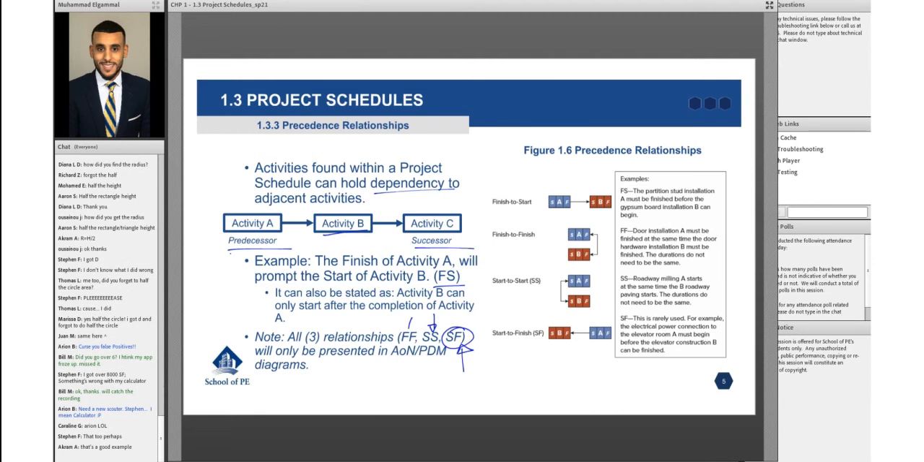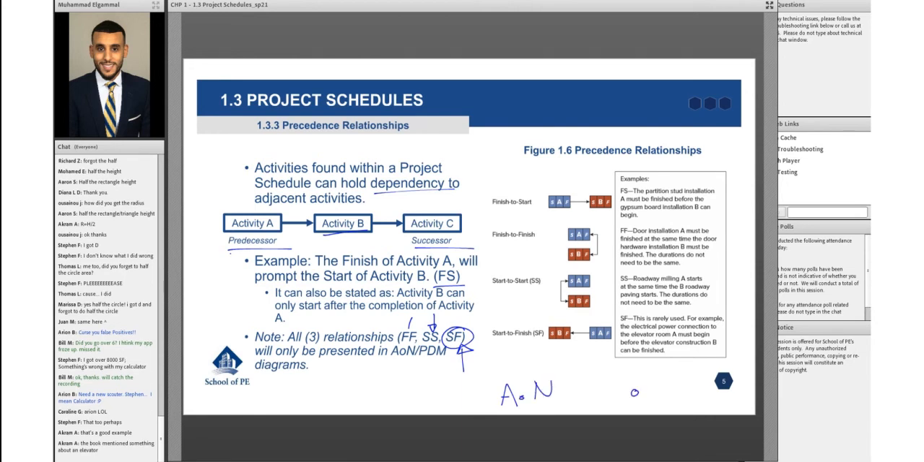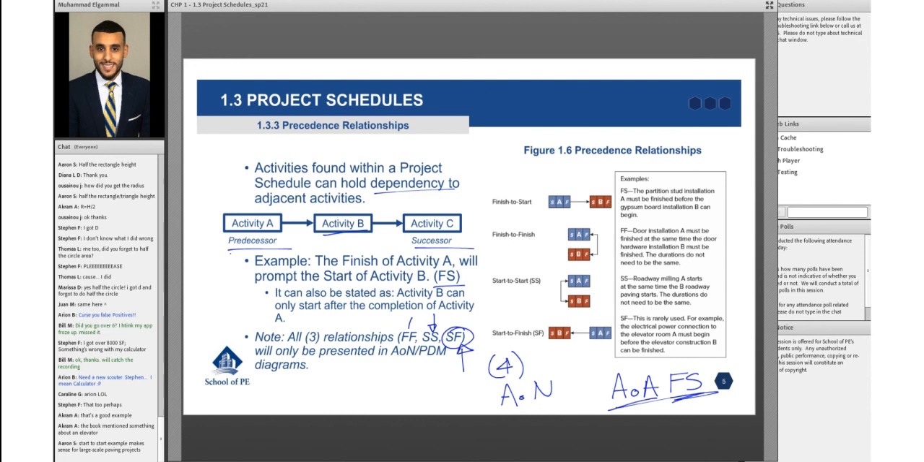Okay. The other thing to note is when we talk about activity on node and activity on arrow. Activity on arrow will have only finish to start. Activity on node can employ all four types. Sorry if I misspoke that. So activity on node can present all four types, and activity on arrow only presents finish to start, and it can employ something called the dummy. We're actually going to get into that on the next slide.